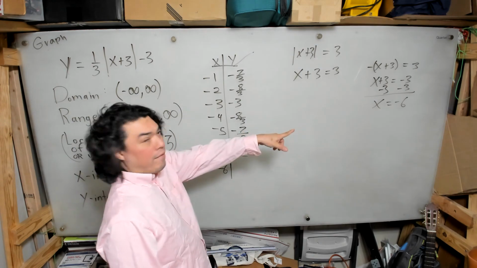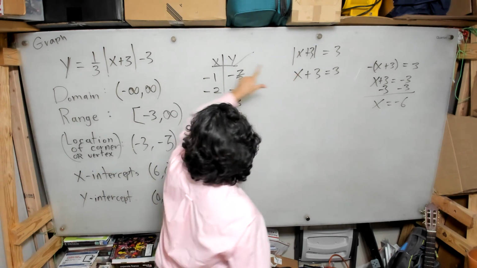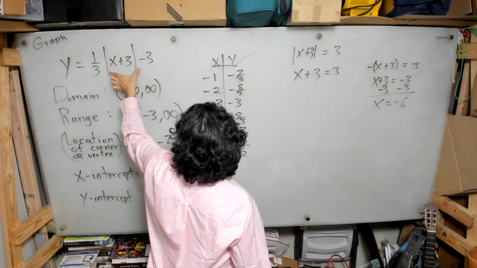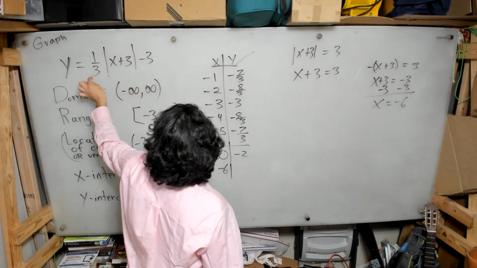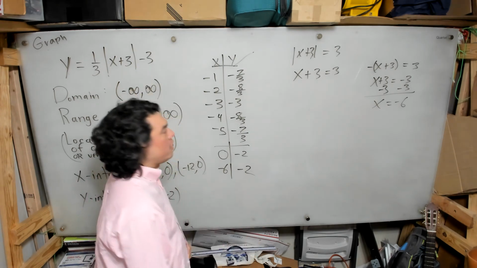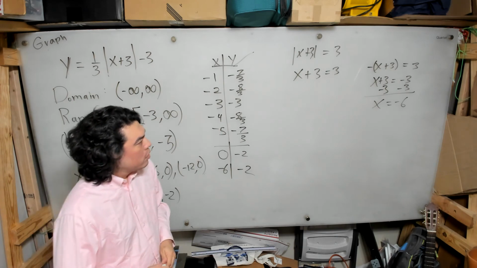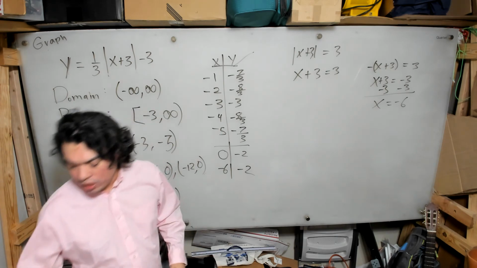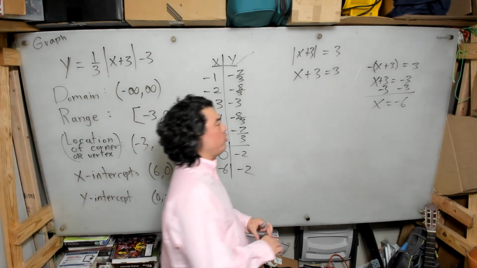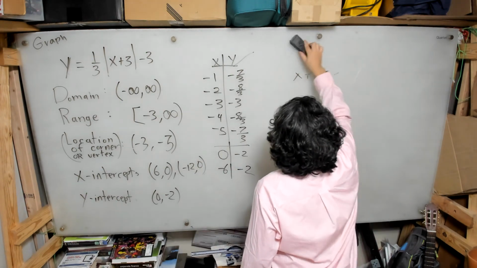Now, that value of x has been chosen to make this absolute value of x plus 3 equal to 3. So this will be 3. 3 times 1/3 is 1. 1 minus 3 is also -2. Okay? And so that's just to give you a flavor of how we can pick points for this graph. Now, I'm not going to wait any longer, and we're going to do the graph of this before this video becomes unbearably long.